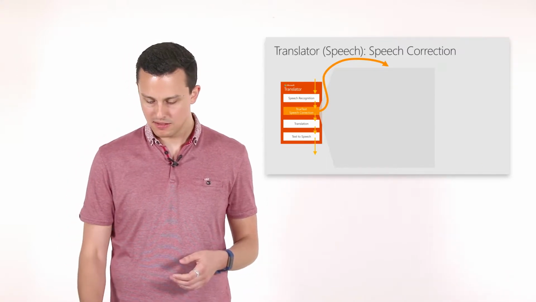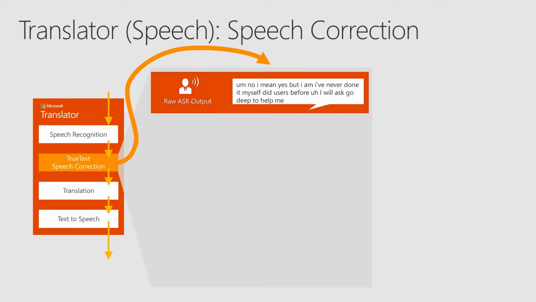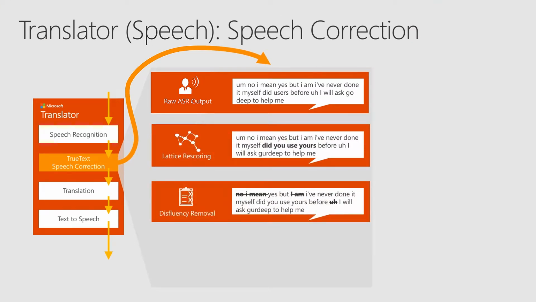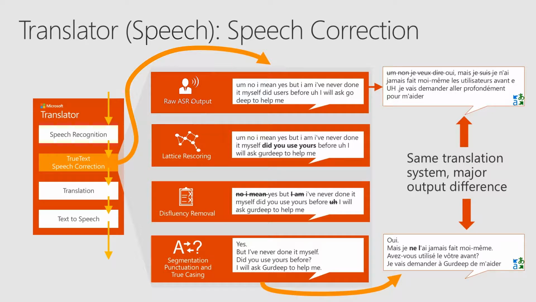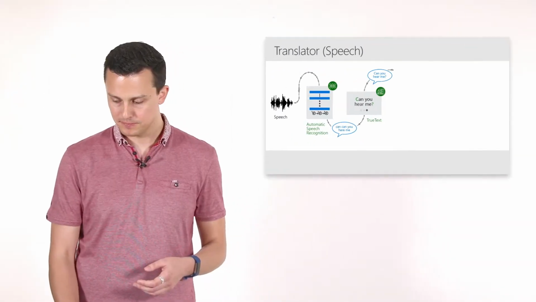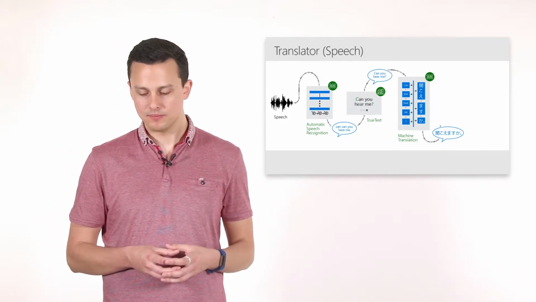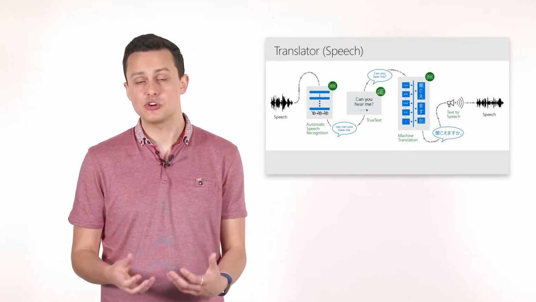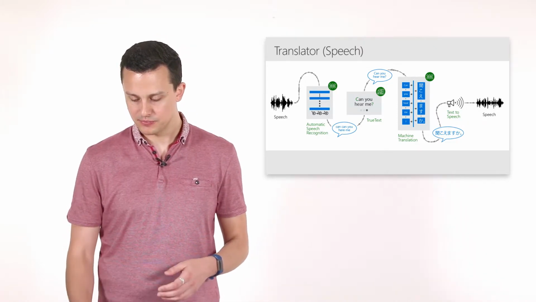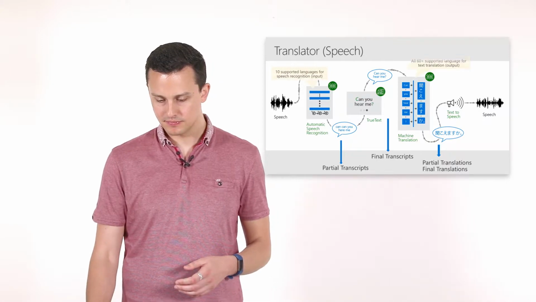And there are a number of steps here in TrueText text correction. It takes the raw speech recognition output, it removes disfluency, it rescores and repredicts what words are likely to be, it applies segmentation, punctuation, and correct casing. And then it passes this clean output to the translation engine, which results in a much better translation and a much better outcome for our customers. Once we have this clean recording, we can then pass it through machine translation. And then optionally, we can push it back through text-to-speech to generate a synthetic output of that message. So let's go and have a look at that in action.